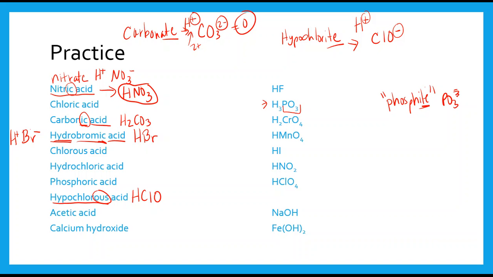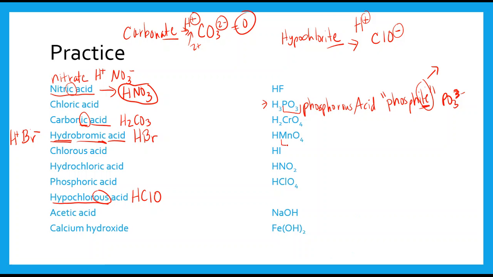PO3 3- is phosphite. So, what do I do to the ite ending? What do I change it to? Is it hydro-ic, ic, or ous? Yes, it's ous. So this would be phosphorous acid. Phosphorous acid.